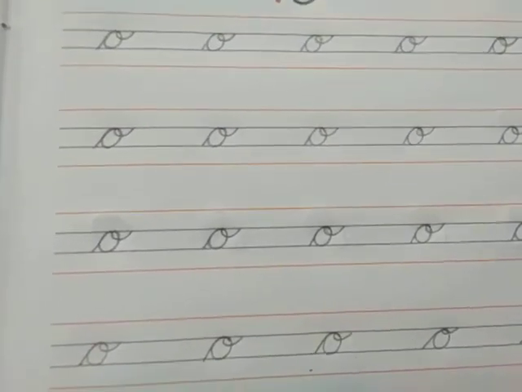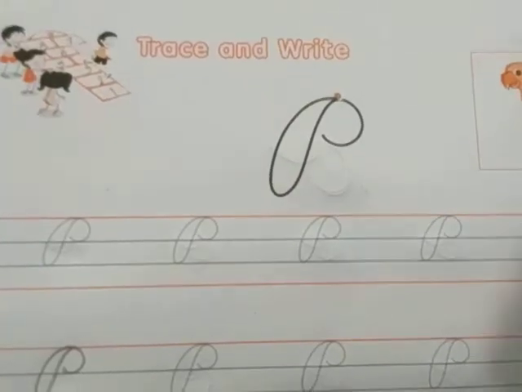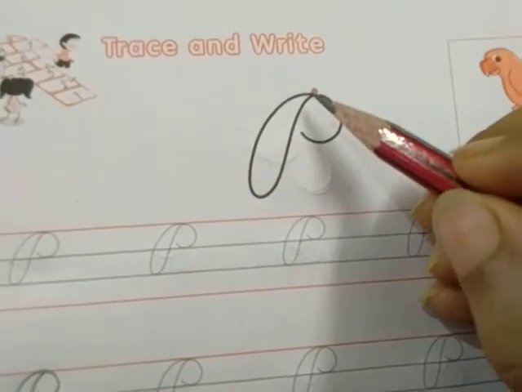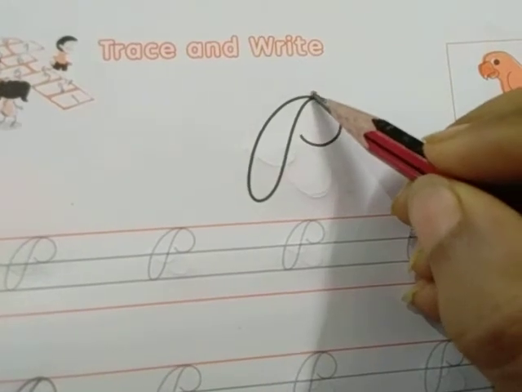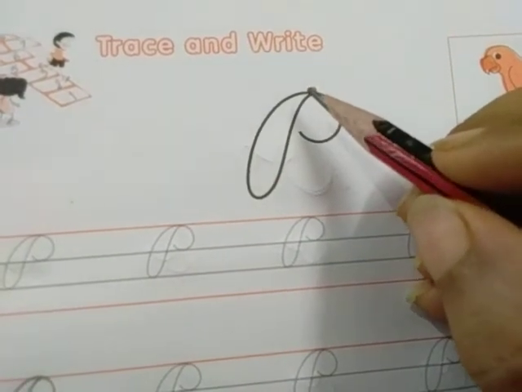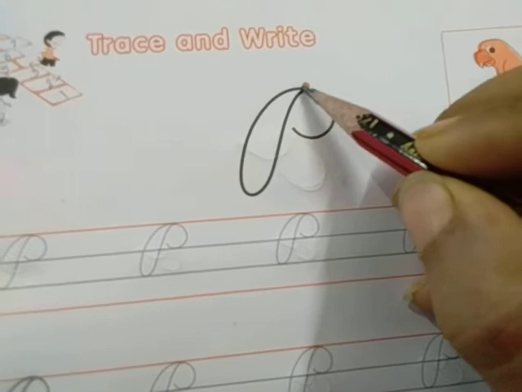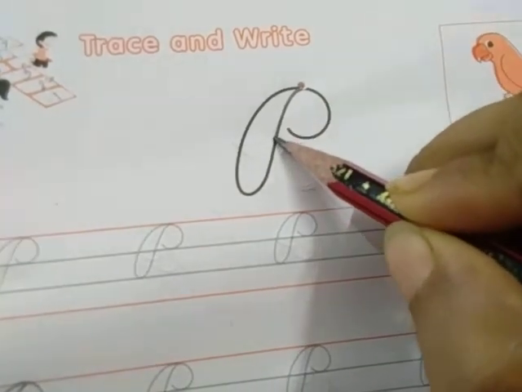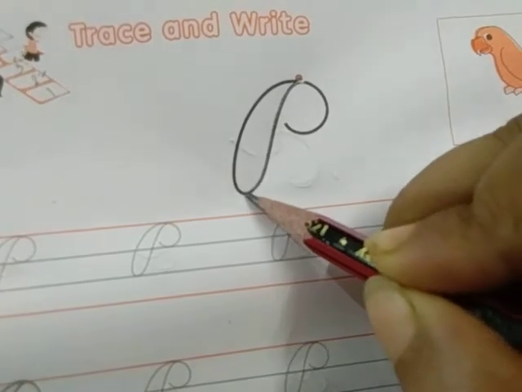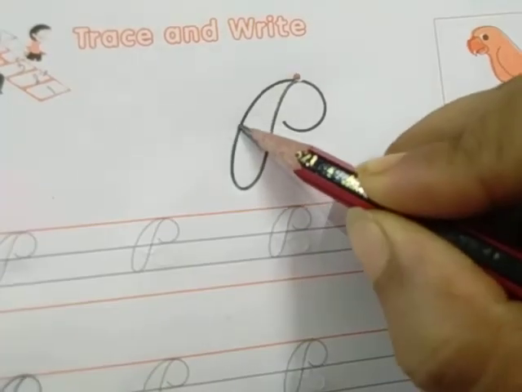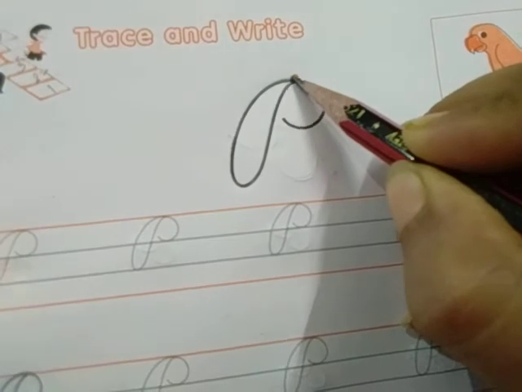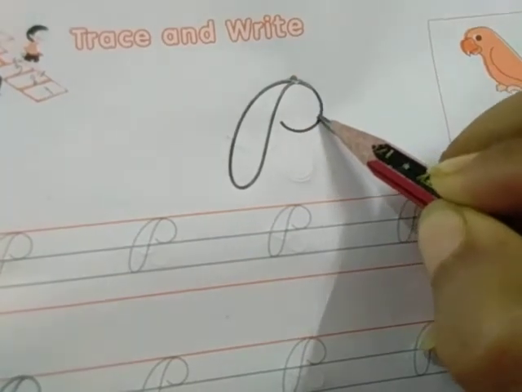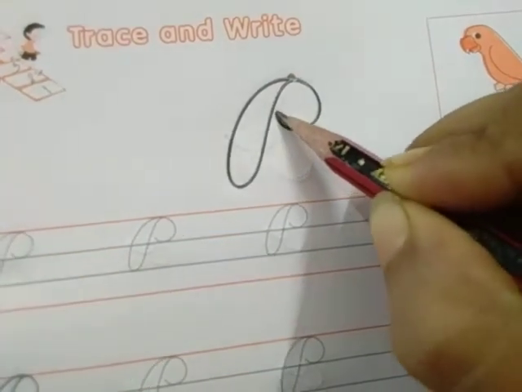Now letter P. See here, students, on page number 42 we have reached P. So P is just exactly like B. You have to write it like B only. From this point you have to come slanting down, then with a curve you have to come up. Touching the same point you have to take a right curve. This is letter P.